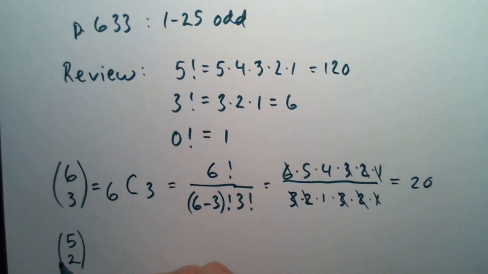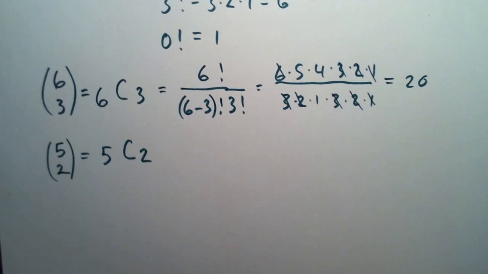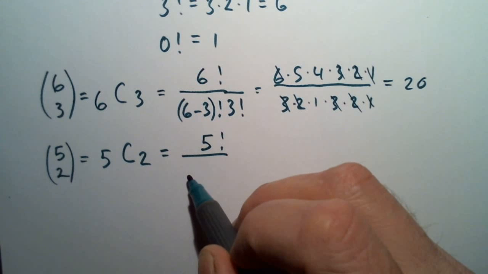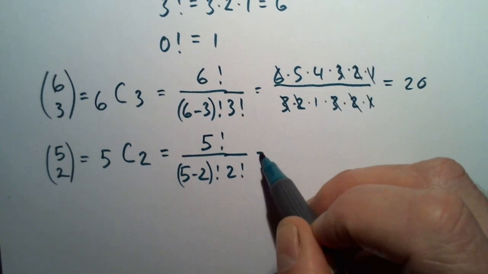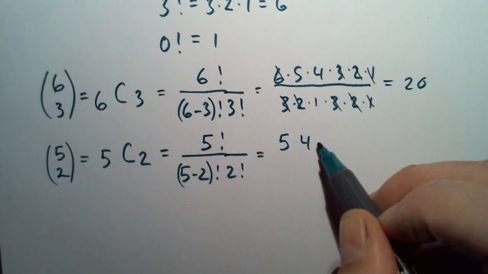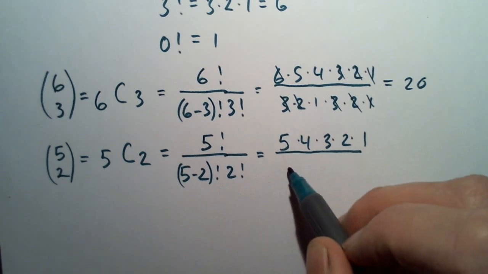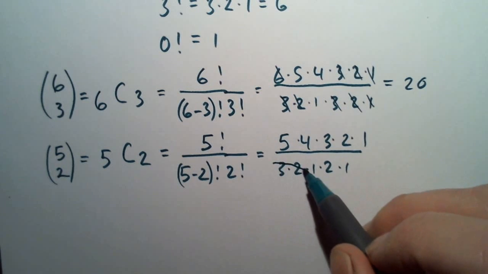5 choose 2. 5 factorial over (5 minus 2) factorial times 2 factorial. That's 5 times 4 times 3, 2, 1, over 3, 2, 1, 2, 1. So we can cancel all of that.